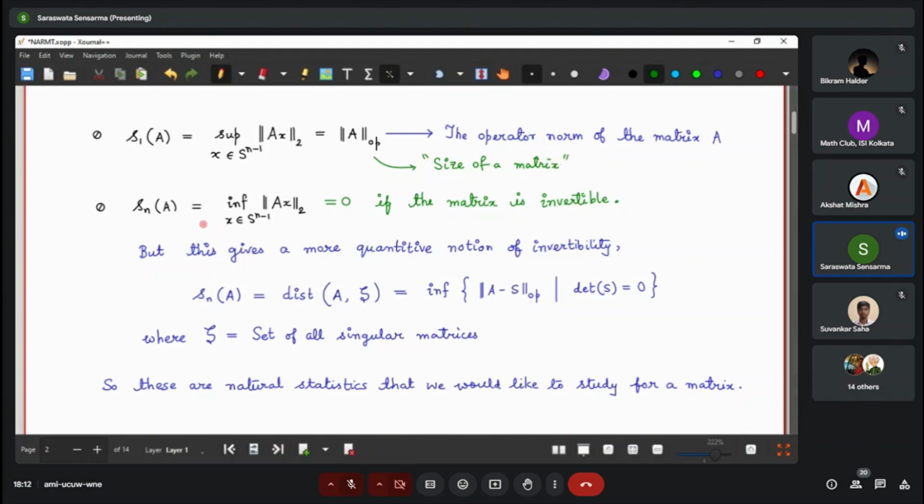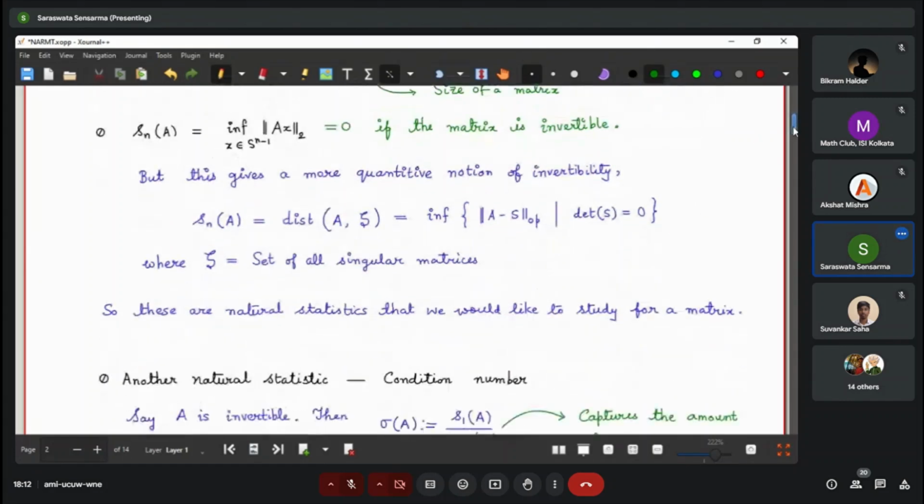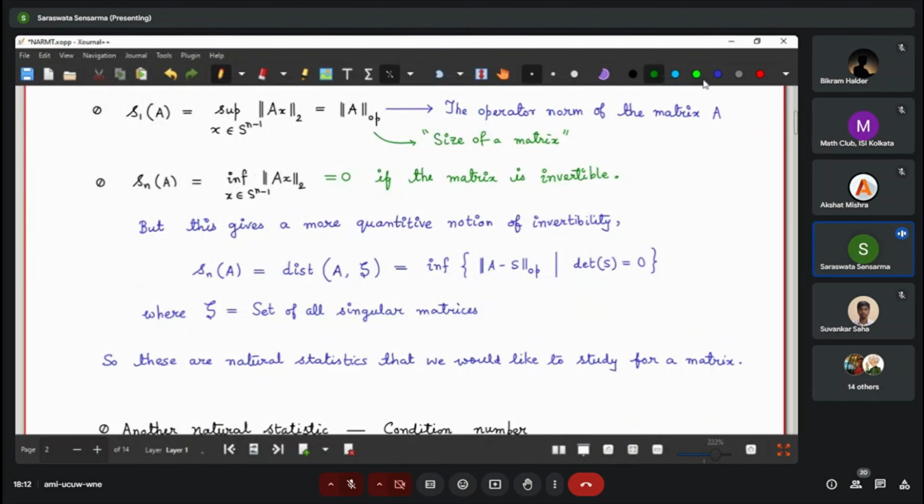Okay, and this smallest singular value is a measure of the invertibility of the matrix. Of course, if the matrix is not invertible, there is a vector x such that Ax is 0, which would mean that the infimum is of course 0. But not just that, even when it's non-zero, it gives a more quantitative measure of how far it is from being invertible.